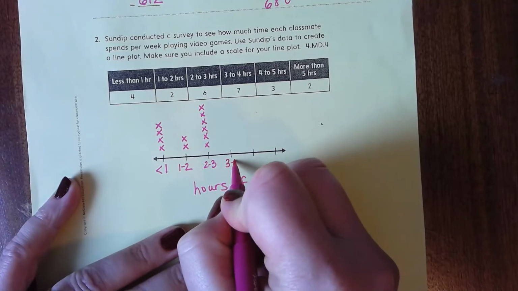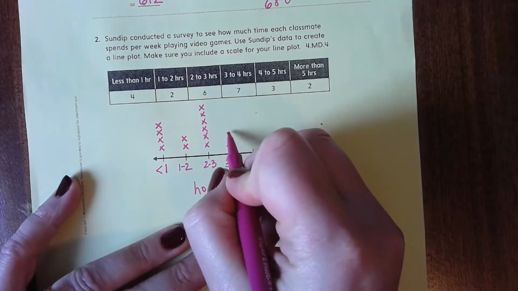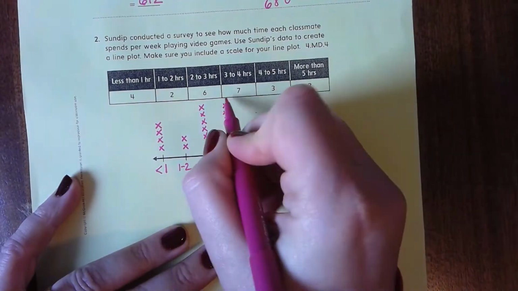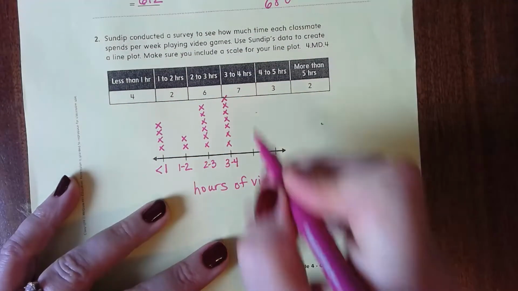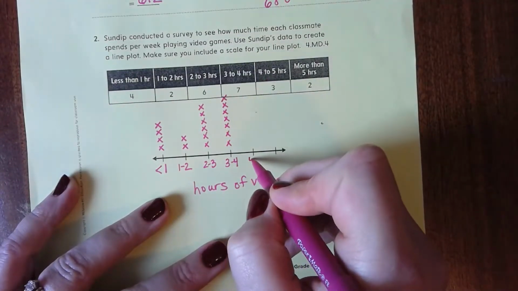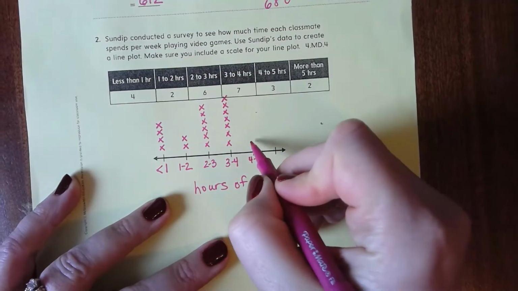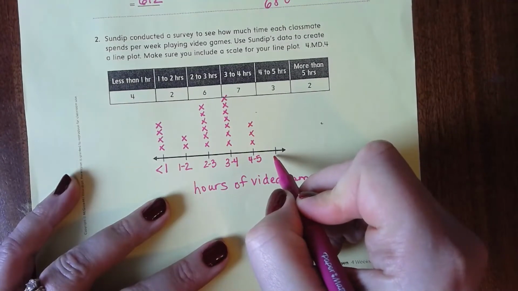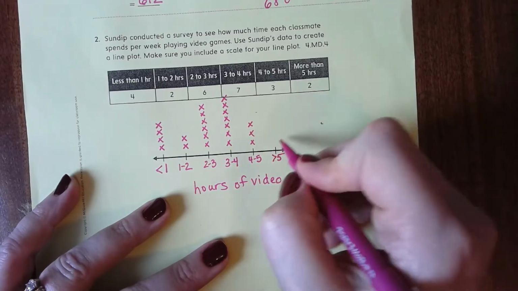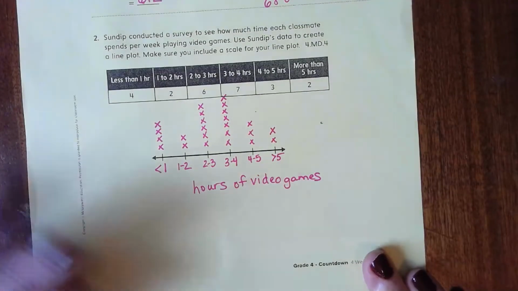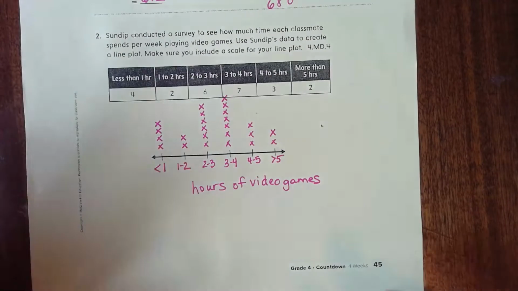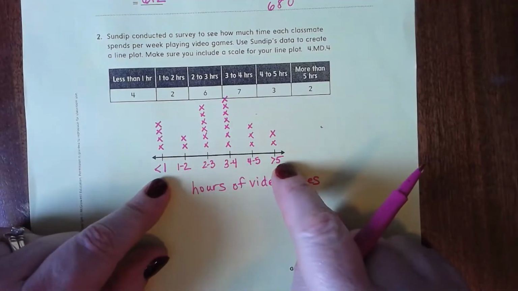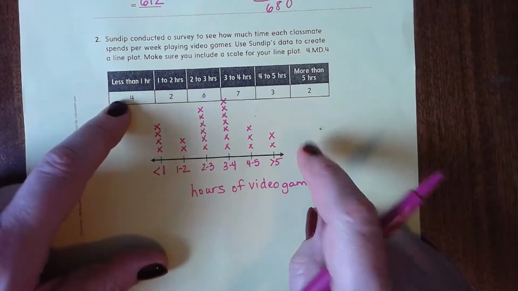Then we have 3 to 4 hours, and I have 7 kids. Notice I'm trying to make my X's the same amount apart, so my 6's line up, and then I need a 7th one up above. And then 4 to 5 hours, I have 3. And more than 5, so greater than 5 hours, I had 2. And that's what my line plot looks like. Okay, so count the numbers in your data, make your labels on the line plot, and X's above for the numbers in each area.